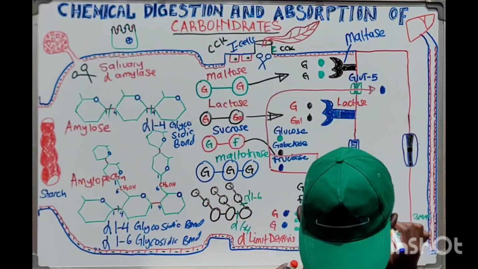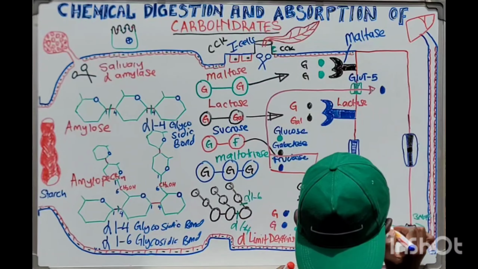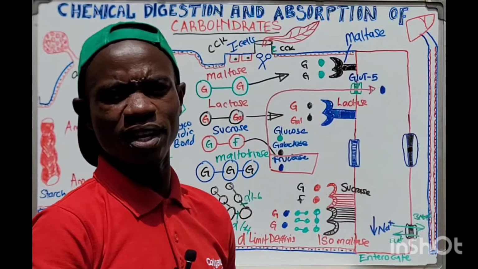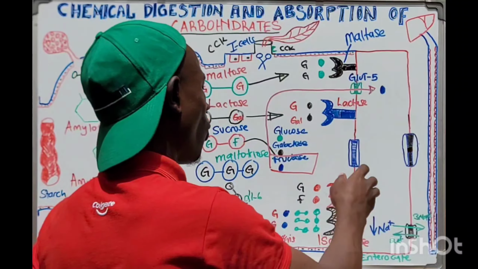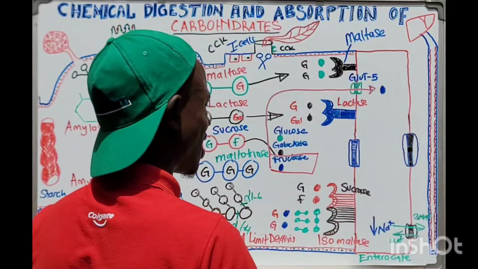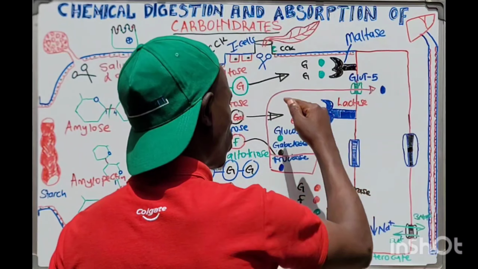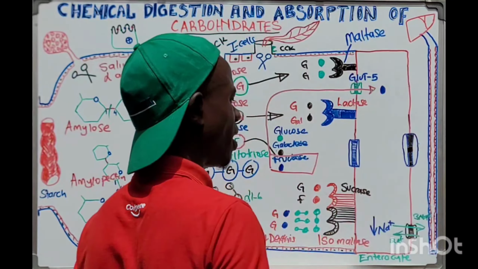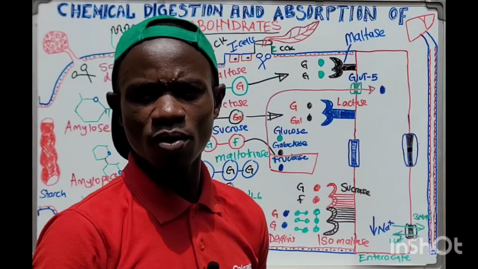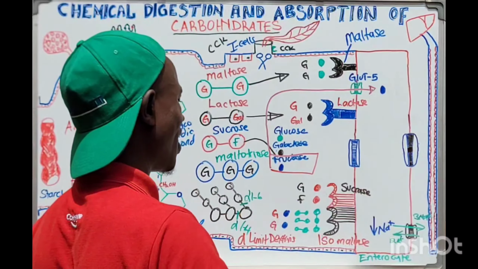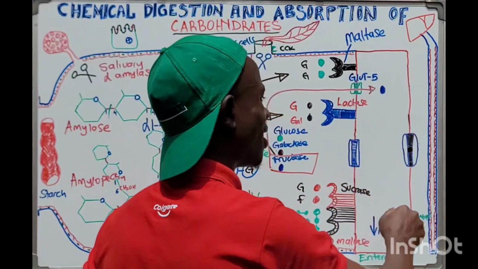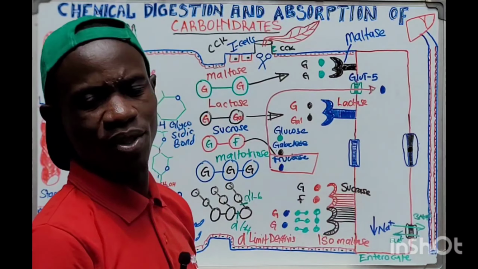Okay, so now there is going to be a decrease in sodium ions within the intracellular environment of the enterocyte. What does this mean? It means that we are going to have a lot of sodium ions within the lumen compared to the intracellular environment of the enterocyte. By doing that, sodium would want to move down the concentration gradient into the enterocyte.